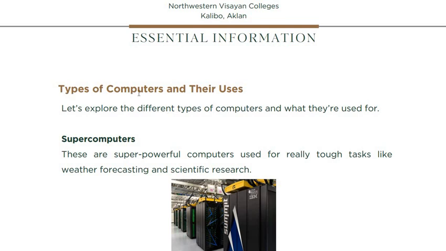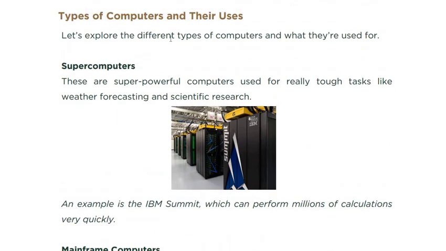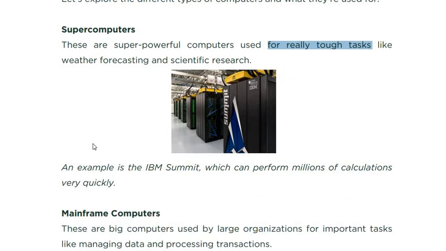So when it comes to types of computers and their uses, let's explore the different types of computers and what they are used for. So first, we will start with supercomputers. These are super powerful computers used for really tough tasks like weather forecasting and scientific research. So here in the illustration, it is an example of IBM Summit, which can perform millions of calculations very quickly.